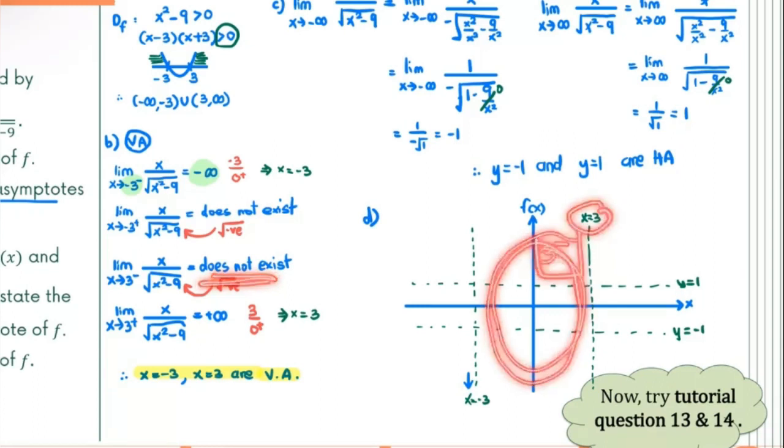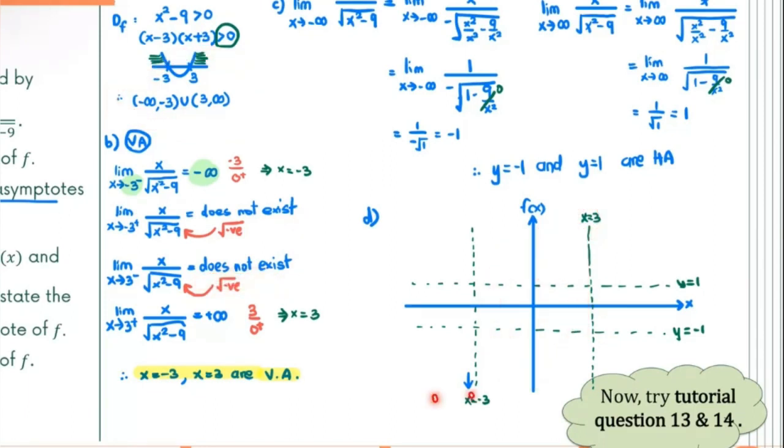So betul lah bahawa our domain kat sini memang dia mention negative, kita punya graph akan stop dekat negative 3 and then dia continue on 3 onwards. Okay, so tengah-tengahnya akan kosong lah. Okay, so we look at this part pula. 3 from the right, so the value of our limit adalah positive infinity.